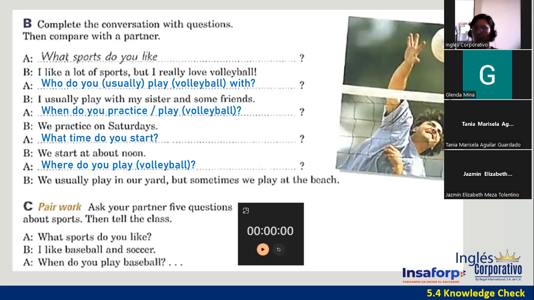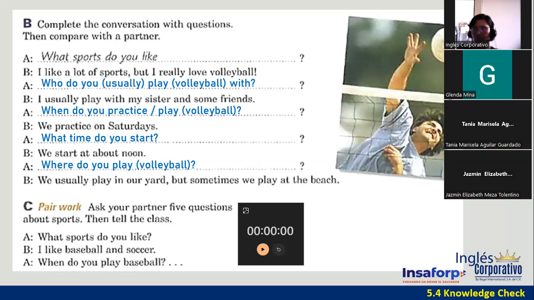Okay. What sport do you like? I like a lot of sports. Teacher, ¿cómo se pronuncia ahí? A lot of sports. A lot of, thank you. I like a lot of sports. But I really love volleyball.